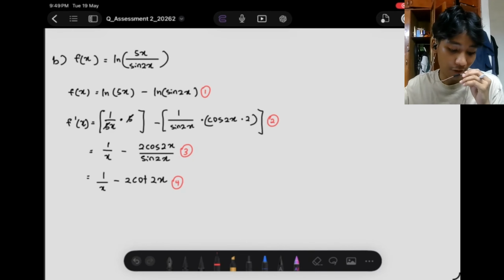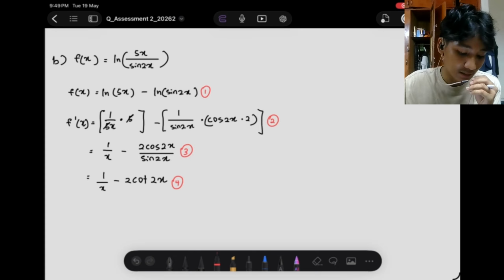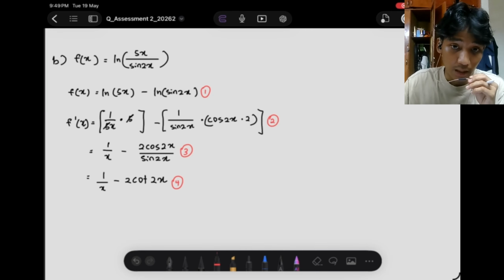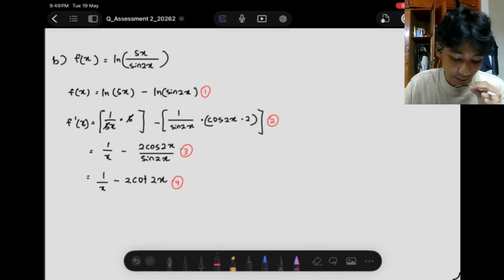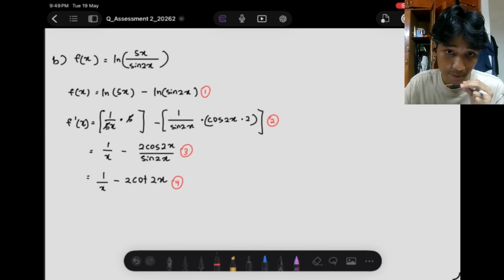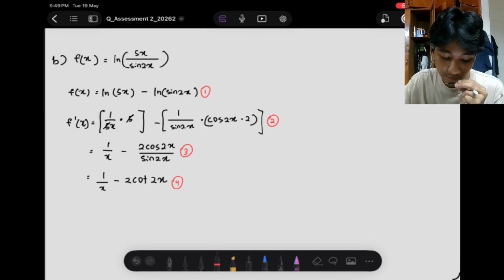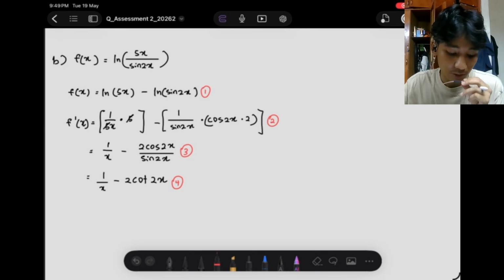So for part B, the question asks to differentiate f(x) equals ln of 5x over sin 2x. I use the law of logarithm here. So I separate it into 4 steps. First step, I apply the law of logarithm, so it becomes f(x) equals ln 5x minus ln sin 2x. So it is easier for me to solve.